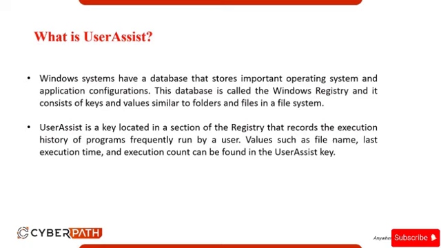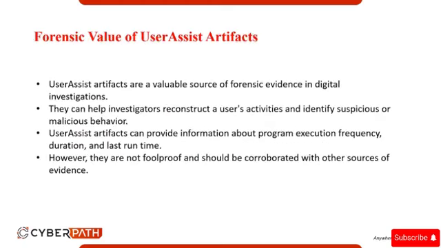UserAssist is a key located in a section of the registry that records the execution history of programs frequently run by a user. Values such as file name, last execution time, and execution count can be found in the UserAssist key.